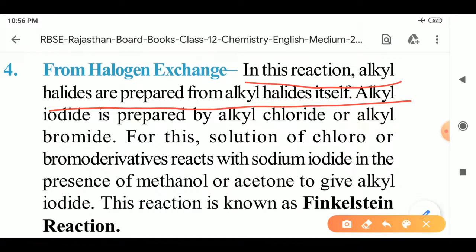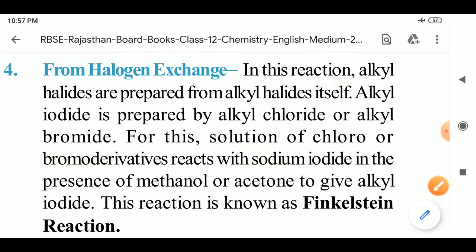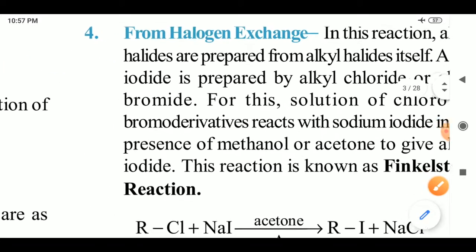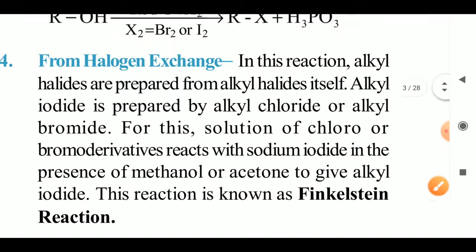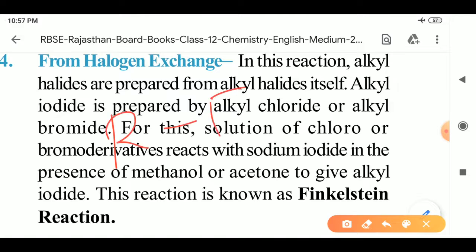If you have already RCl or RBr, you can convert these RCl and RBr into RF and RI. If you have already RCl and RBr, you can convert them into RF and RI. That is the halogen exchange method. And this halogen exchange method is explained by two name reactions.